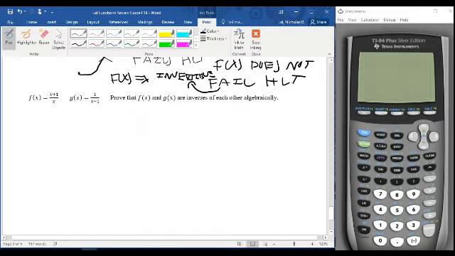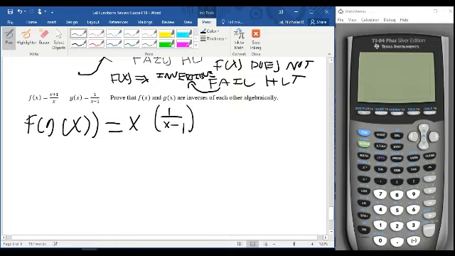All right. So we need to prove that these are inverses of each other algebraically. So in order to do that, we just need to find f of g of x and see that it equals x. So let's prove that. It's going to be 1 over x minus 1 plus 1 over x, which is 1 over x minus 1.